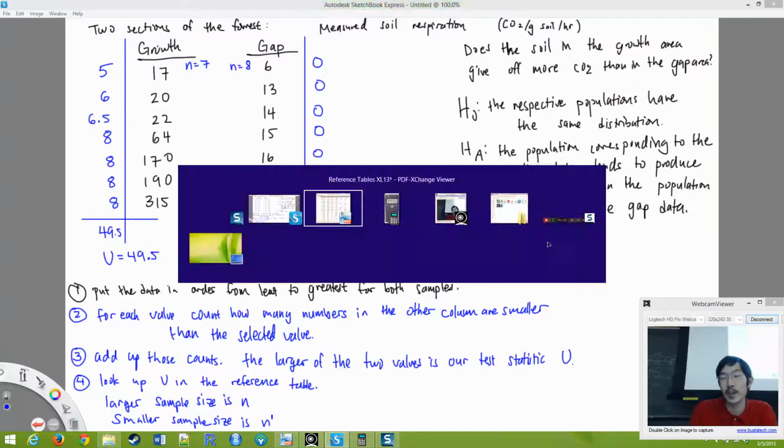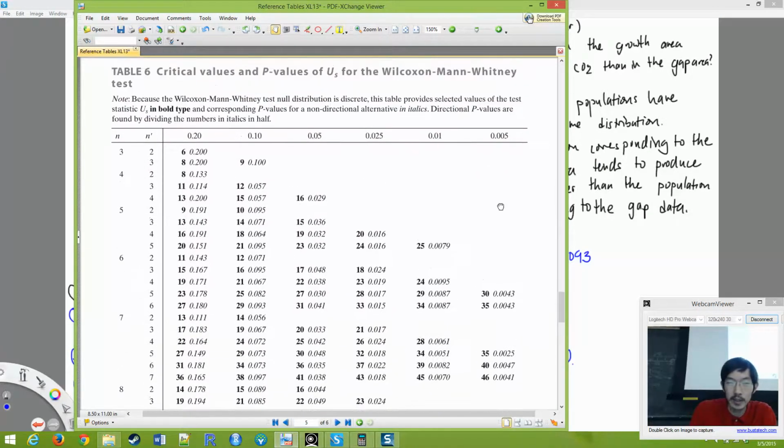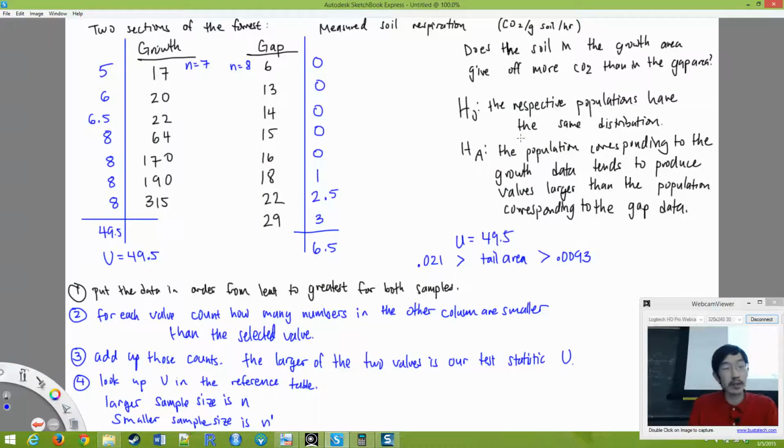But wait, if you read the top of our table, it says the corresponding p-values for a non-directional alternative are in italics. Directional p-values are found by dividing the numbers in italics in half. I know it's just the flip side of the t-table, but non-directional alternative p-values are given here. If you want a directional p-value, you take this number in italics and divide by half. So the question is, do we have a directional alternative, yes or no?